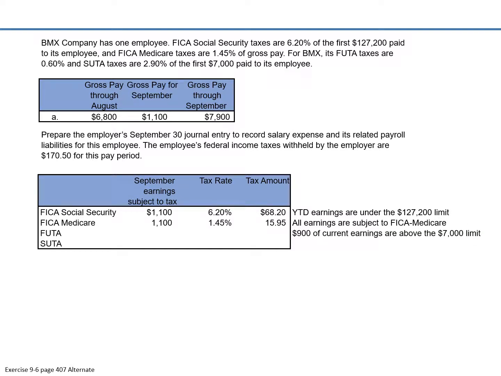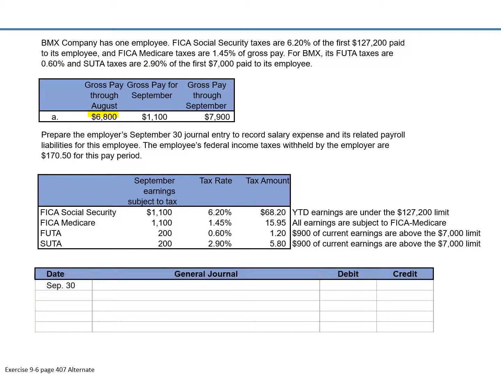Then the first $7,000 is subject to the FUTA and the SUTA, but we have gross pay through August of $6,800, so we can only have another $200 that's subject to that tax. So you have $200 times 0.6%, and then $200 times 2.9%.